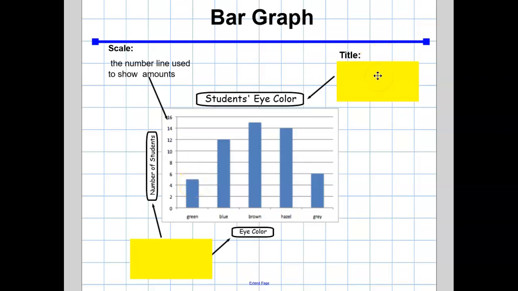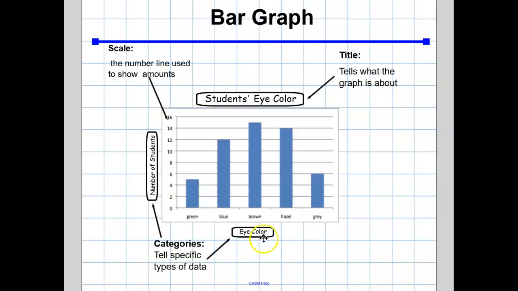After the scale, you go right to the title, and you're right. The title is like the main idea. It tells what the entire graph is about. This one is all about students' eye color. After the title, where do you go? That's right, my friends. You go to the categories. You look at the categories and you understand what they're representing. So here is the eye color, and here is the number of students with each eye color.